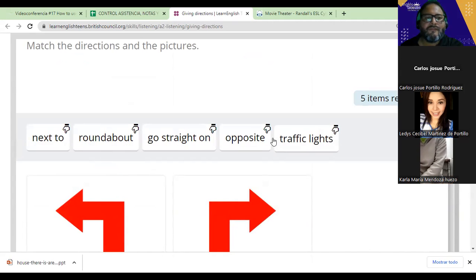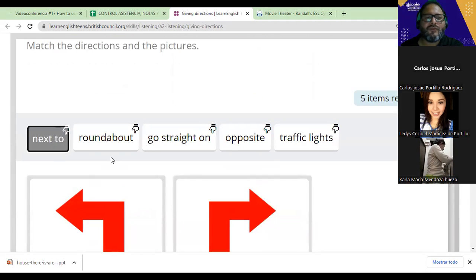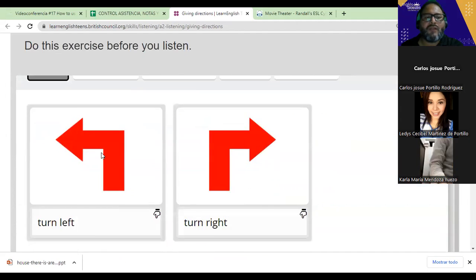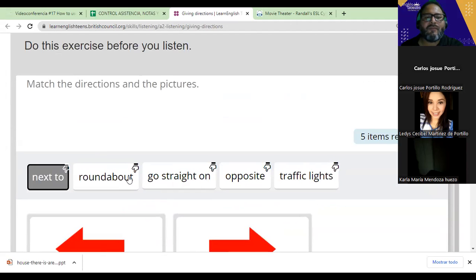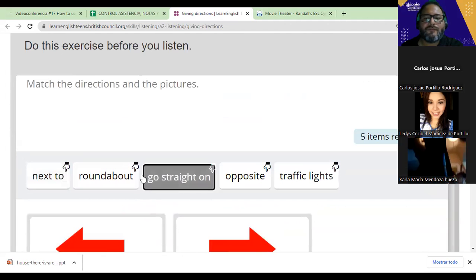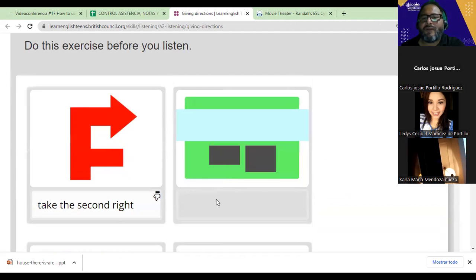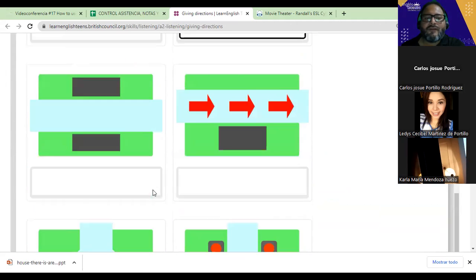It has to be next to or go straight on. Why don't we choose only one? Next to or go straight on? Go straight on. Okay. So it's up to you, right?